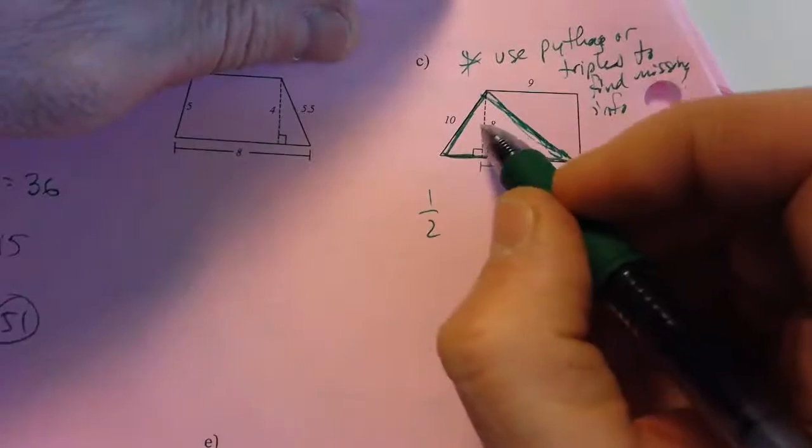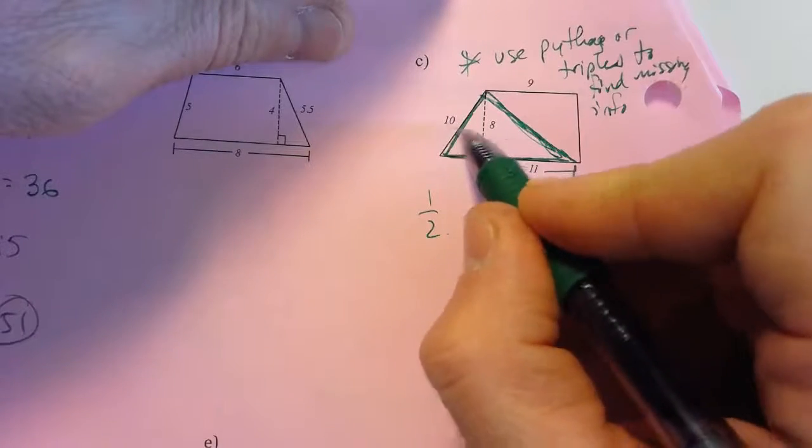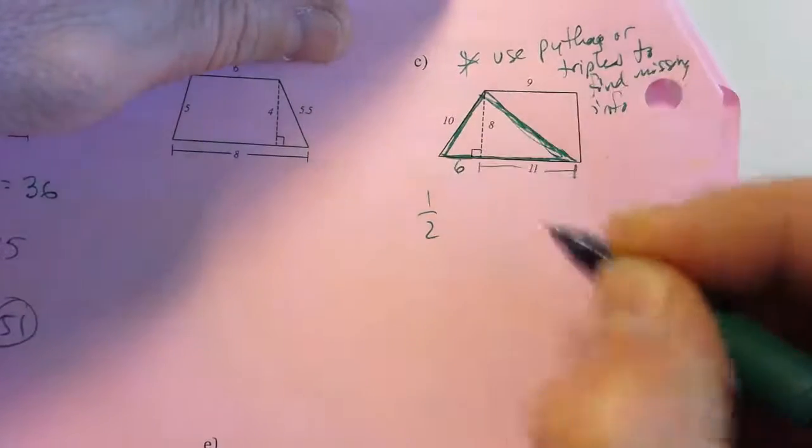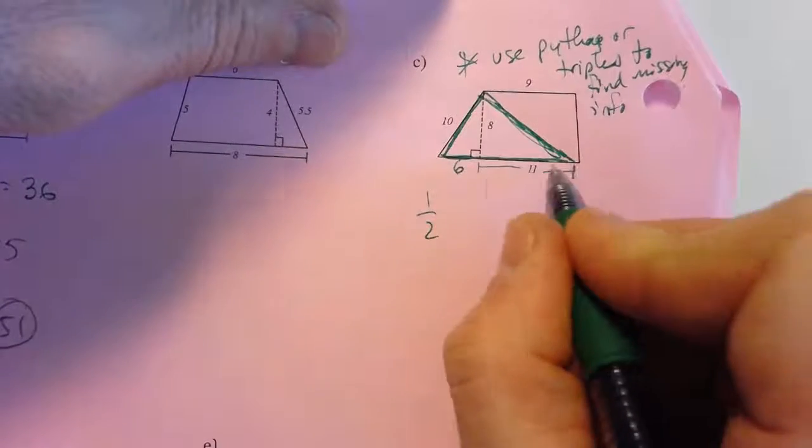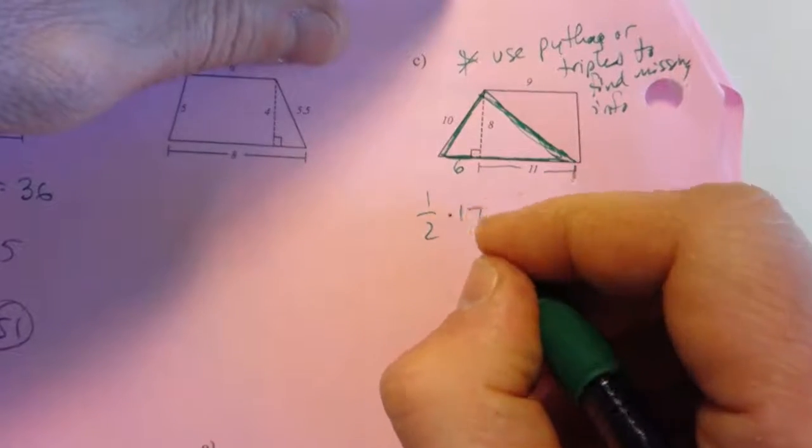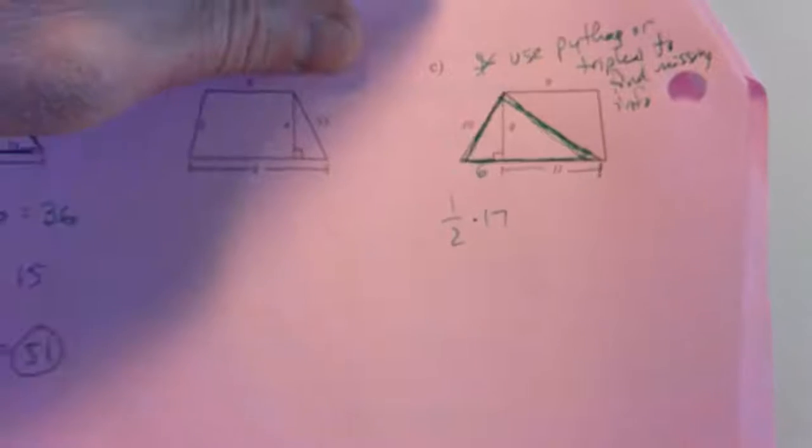Okay, so, oh, that's a triple. 6, 8, 10. So that's 6. So that means my base altogether is 17. By the way, if you didn't recognize that triple, do the Pythagorean theorem. You'll get the same answer. You'll just do more work.